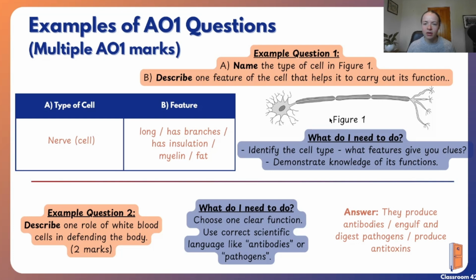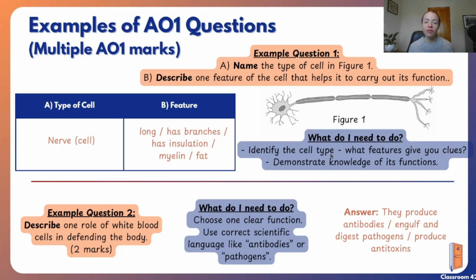Identify the cell here, which we can see would be a nerve cell because we've got some clues such as the myelin sheath here, we've got axons and dendrites and a cell body as well. You don't need to be that specific. You don't need to say it is a relay neuron, a sensory neuron, or motor neuron, etc. They just want you to say it's a nerve cell. You don't need to be any more specific.